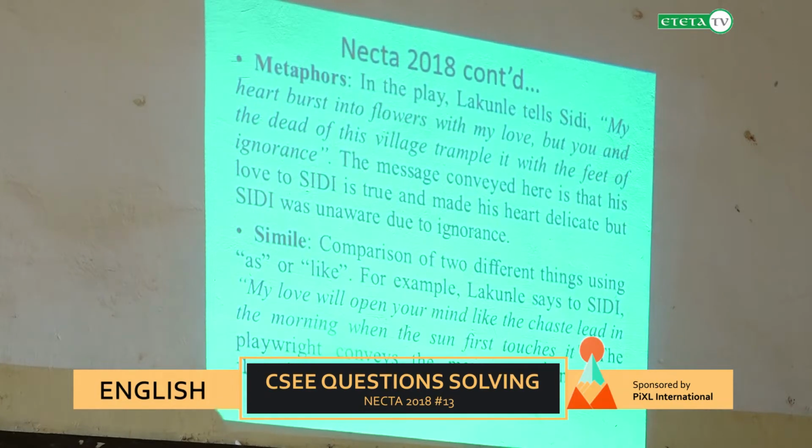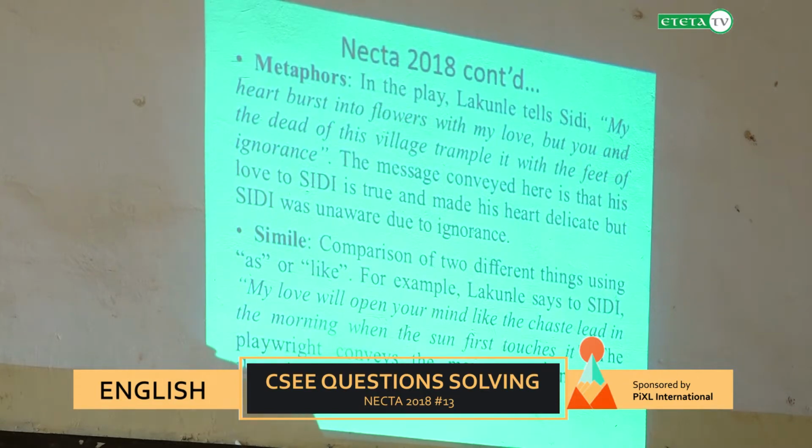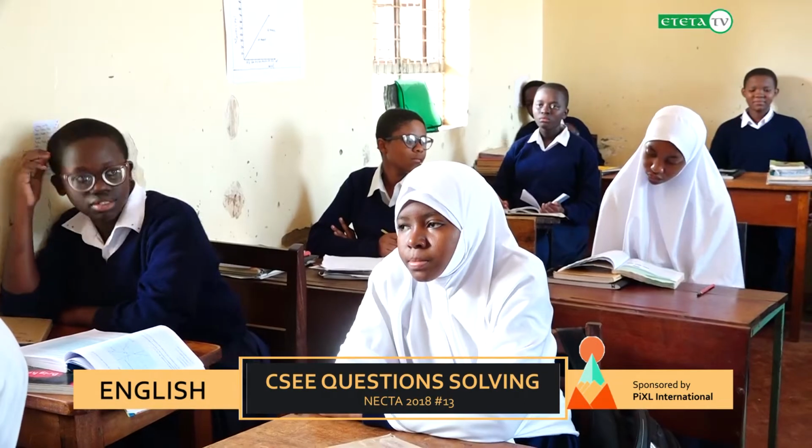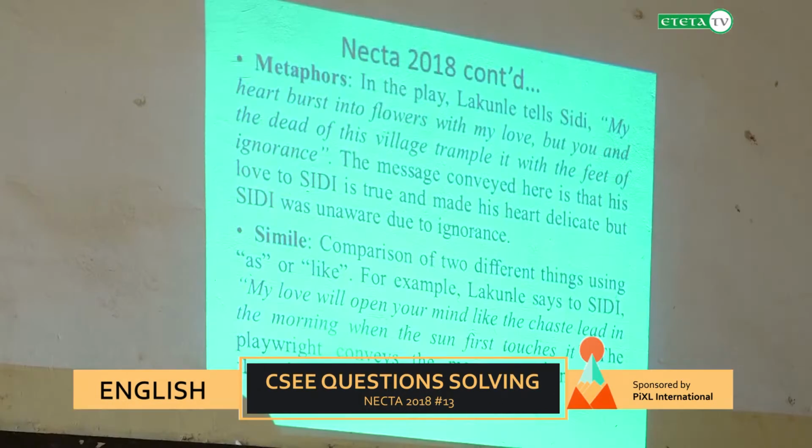The first figure of speech used in the play is the metaphor. Do you know what a metaphor is? How do you compare things by using metaphor? This is comparison of two unlike things without using the words like or as. For example, when you say Ashura is black charcoal, it is straightforward, instead of saying Ashura is as black as charcoal.